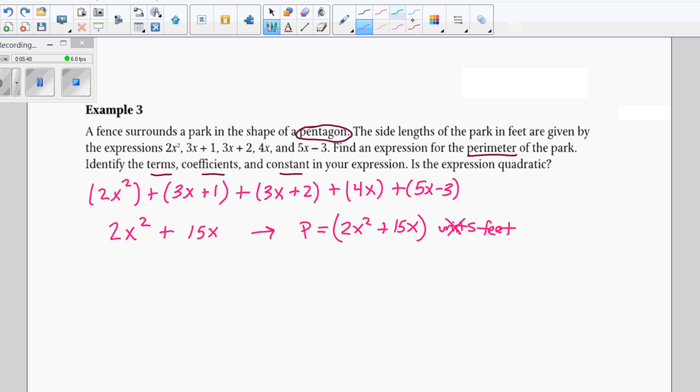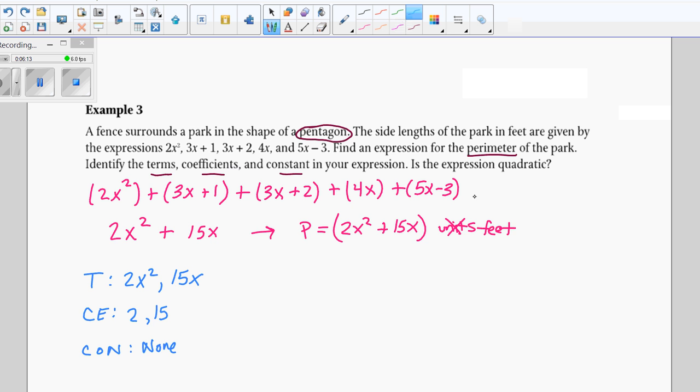Alright, so if I want to identify everything, I can say that my terms are 2x squared and 15x. Make sure we're separating those with commas. My coefficients, we can just simplify, write it like this. My coefficients are 2, I have 2x squareds, and 15 because I have 15x's. And then my constants, there are none.